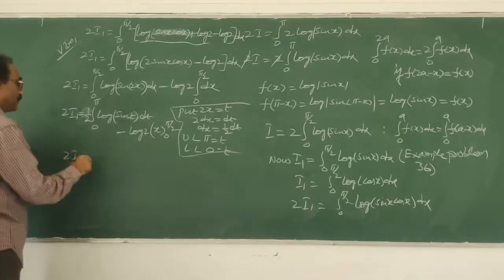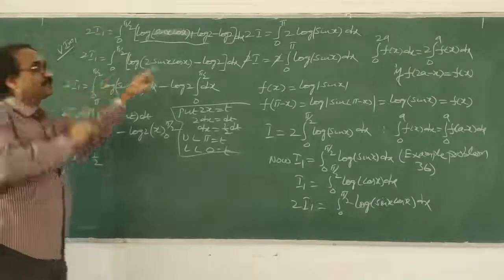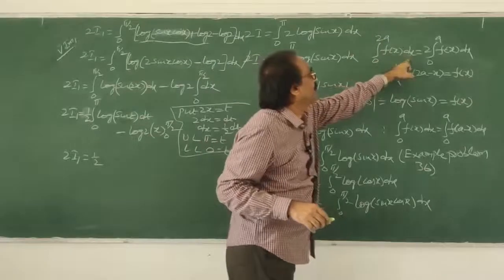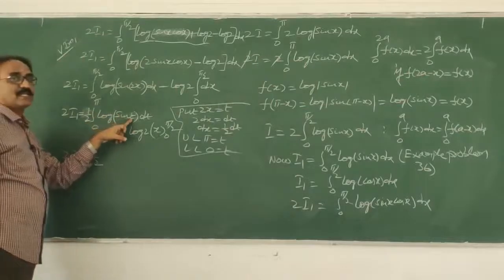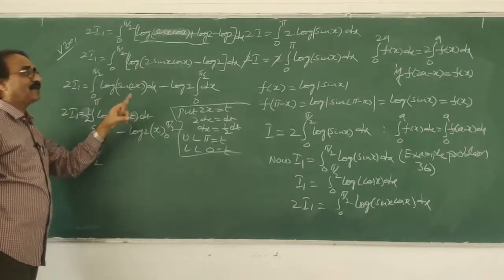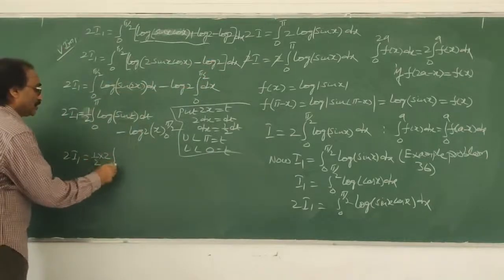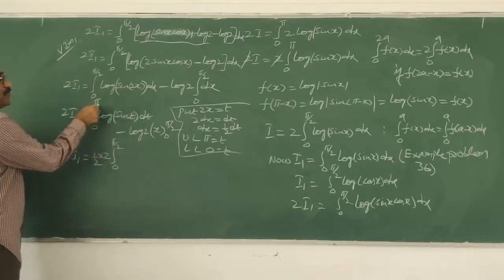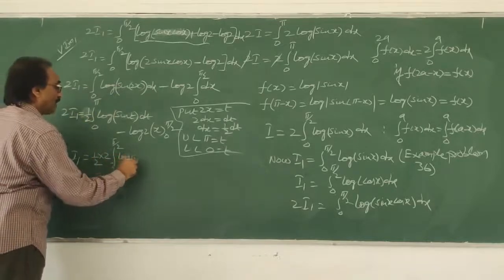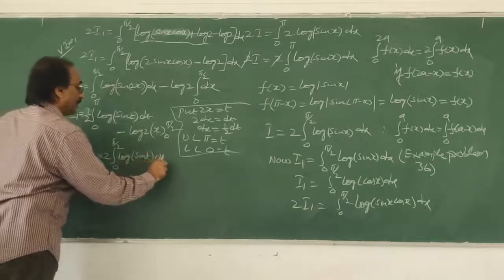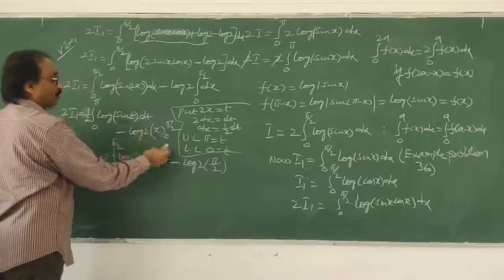Now 2I1 is equal to 1 by 2. Again we apply the same property: integral 0 to 2a of f of x dx is equal to 2 into integral 0 to a, if f of 2a minus x equals f of x. This property again we are applying here. You see? Log sin of pi minus t is sin t only. So 2 into 0 to a, where 2a is pi, so a is equal to pi by 2. In this problem, we are applying the same formulas. Into log sin t dt minus log 2 into pi by 2, upper limit pi by 2 minus 0.